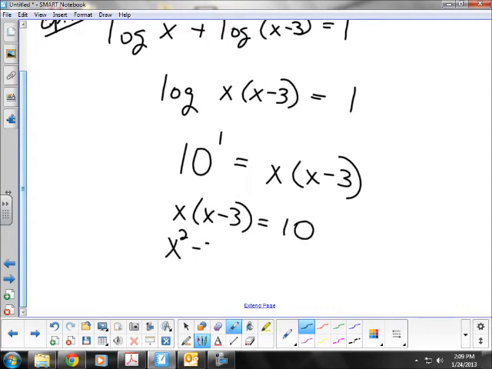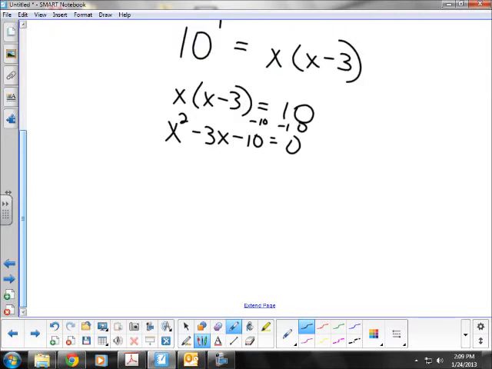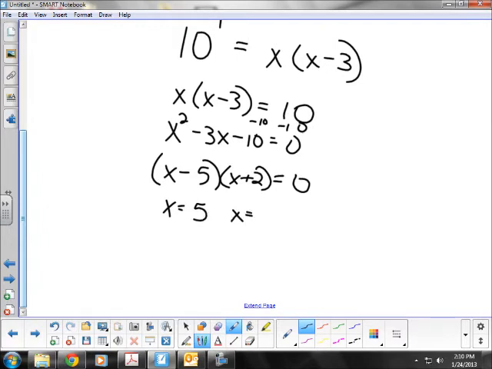So that's x squared minus 3x minus 10, right? Because I'm going to subtract 10 from both sides. Why did I subtract the 10? Because I saw it was a quadratic equation, right? How do I solve quadratic equations? Have to set them equal to 0 first, and then I can either factor them or I can put them in the quadratic formula, right? This one factors: x minus 5, x plus 2. So x is equal to positive 5 and x is equal to negative 2 are my two solutions.